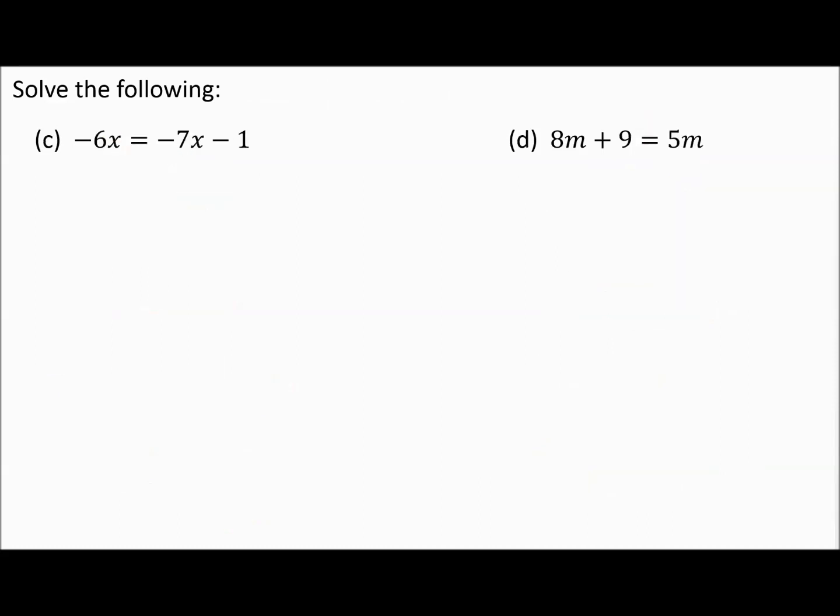Now problem C here looks a little different than the last two problems that we did. The first step is to simplify each side. Well, the left side is completely simplified. The right side, those are not like terms. I can't do anything else there.